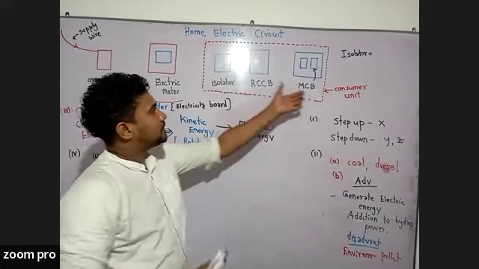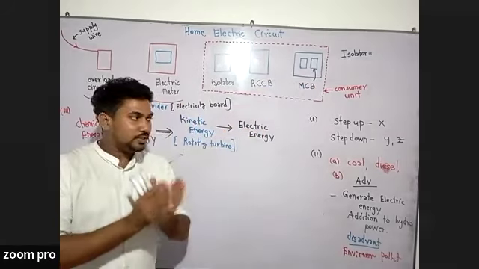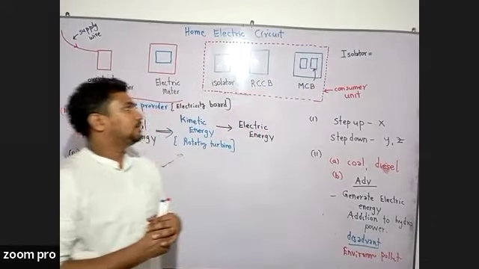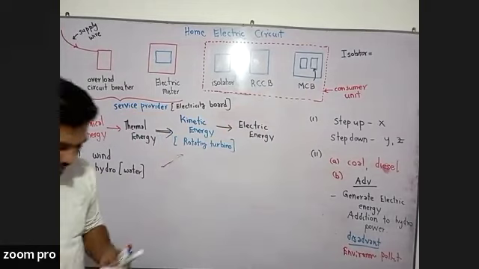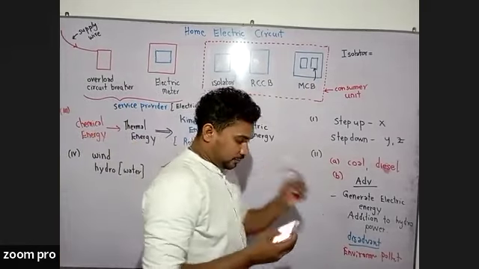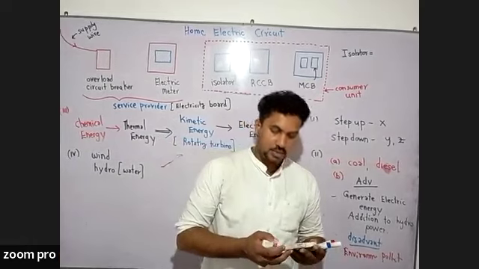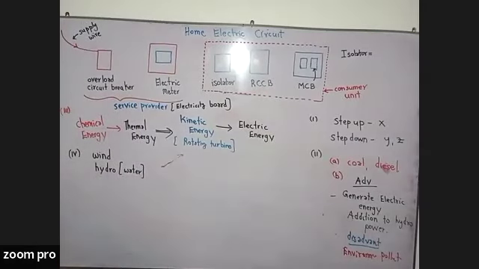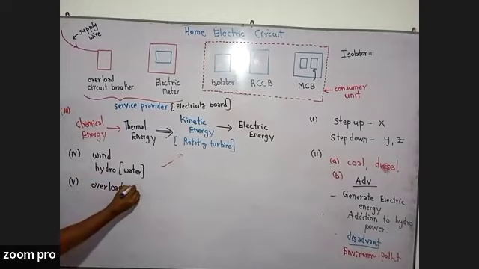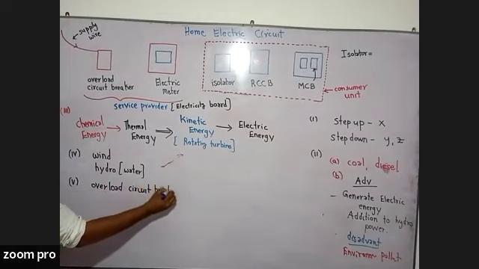From this MCB, we can distribute the current throughout the house. So the question is asking for the component which is connected first to the household circuit and belongs to the service provider. It's obviously the overload circuit breaker. So that's the answer for the fifth one: overload circuit breaker.